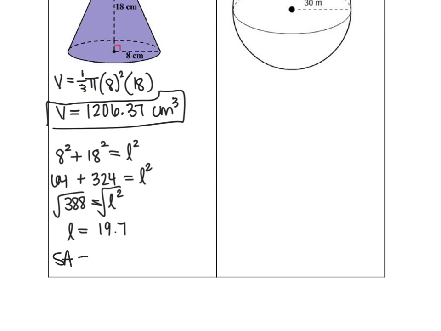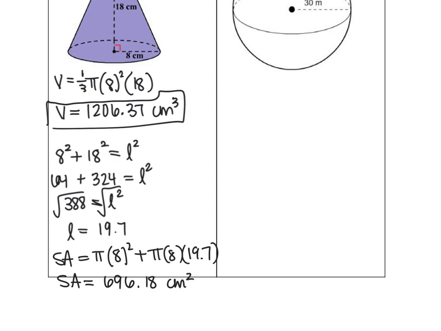So now I can find the surface area. Pi times the radius 8 squared plus pi times the radius 8 times our slant height 19.7. So we have pi times 64 plus pi times 8 times 19.7, and we're going to get 696.18 centimeters squared. Because remember, surface area is square units.